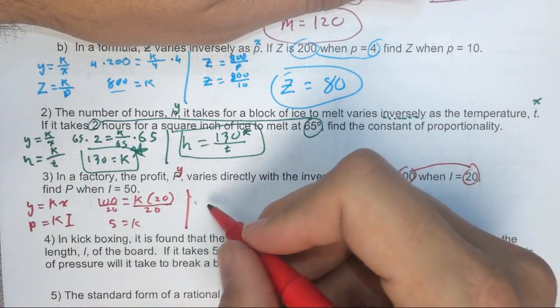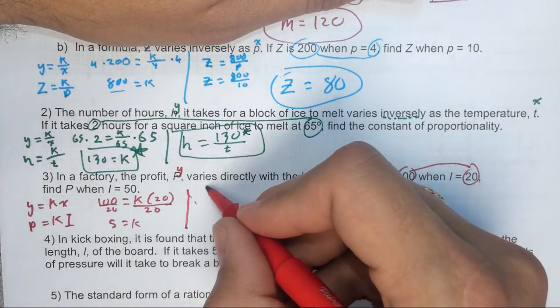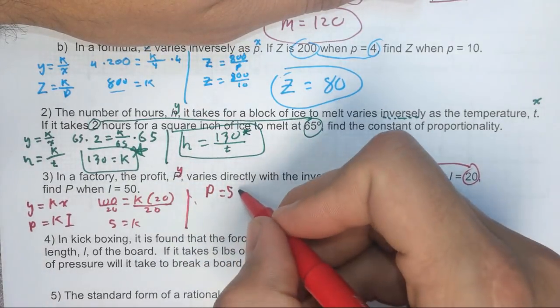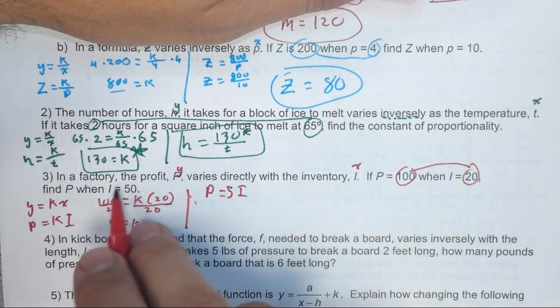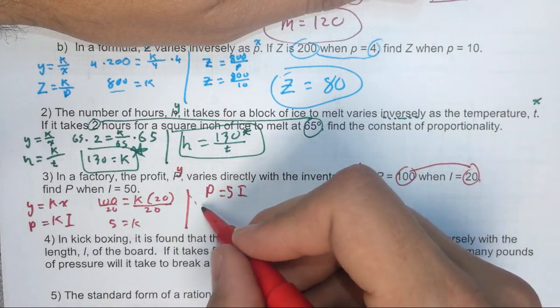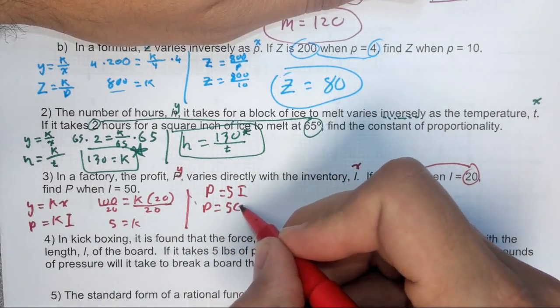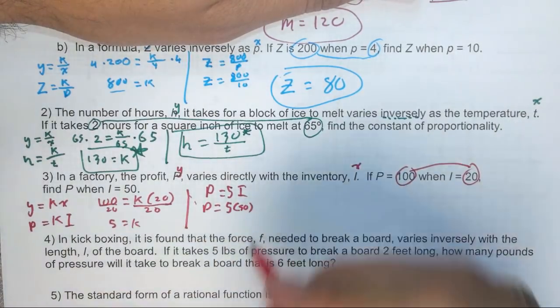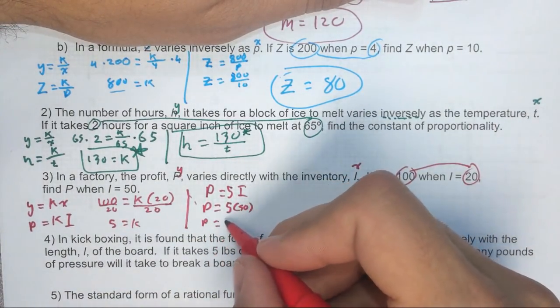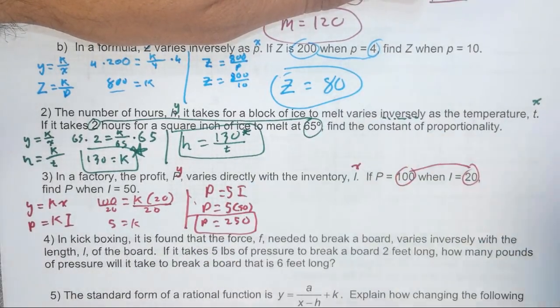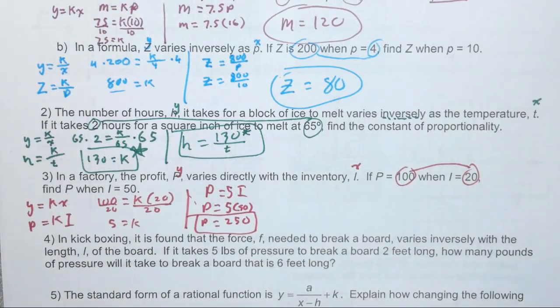Now we're going to use this equation. We have P is equal to 5, because that's our new k, times I. We're given I, so let's plug that in. P is equal to 5 times 50. P is equal to 250. That is my answer right there. That is the profit.